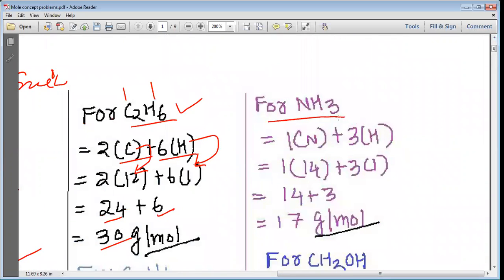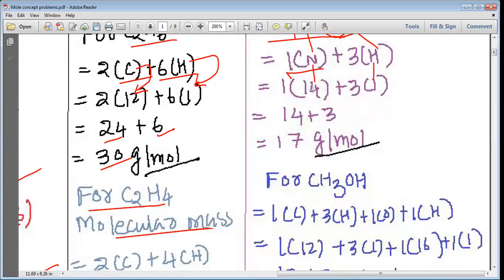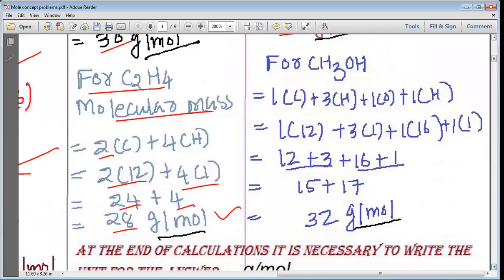understand it well. Now for NH3, you can see that in the molecule of NH3, we have one nitrogen atom and three hydrogen atoms. So we can write 1 into atomic mass of nitrogen and 3 into atomic mass of hydrogen. Atomic mass of nitrogen is 14 gram per mole and atomic mass of hydrogen is 1 gram per mole. So by putting the values, instead of N we put 14 and instead of H we put 1. Finally 14 ones are 14 and 3 ones are 3. So 14 plus 3 is equal to 17 gram per mole is the molecular mass for ammonia NH3.